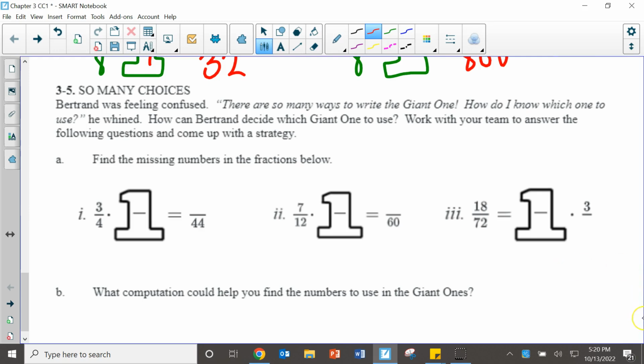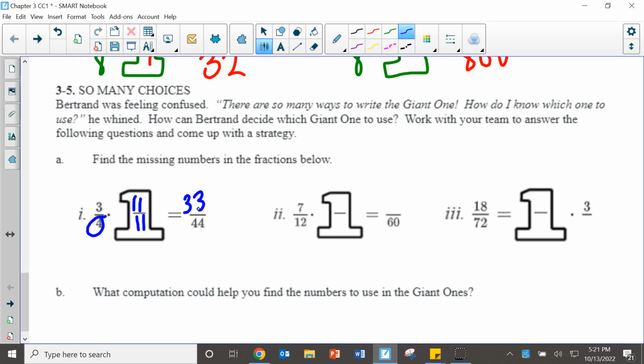So you're going to look at what it gave you. I multiplied this 4 by something to get 44. So I have to think about, what did I multiply 4 by to get 44? Oh, that's 11. Well, remember, we're making equivalent fractions. So what I do to the bottom, I have to do to the top. So 3 times 11 is 33. So my giant 1 was 11 over 11. All right, go ahead and pause and fill out the other 2, and then play this when you're ready.